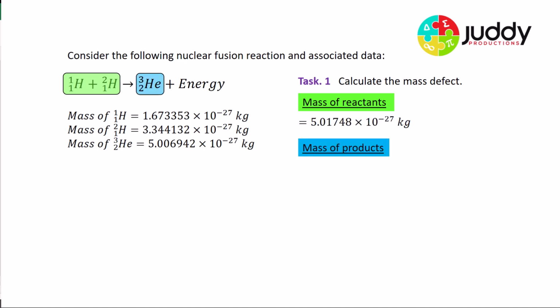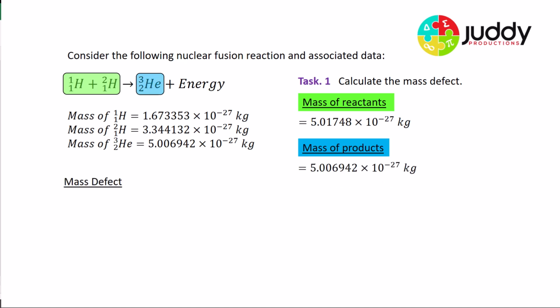We do the same for the products. There's only one nuclei product present in this equation, and that is the helium-3 nuclei. So the mass of the helium-3 nuclei, as given to the left, is 5.006942 × 10^-27 kilograms. And we note that that is less than the mass of reactants that we started with.